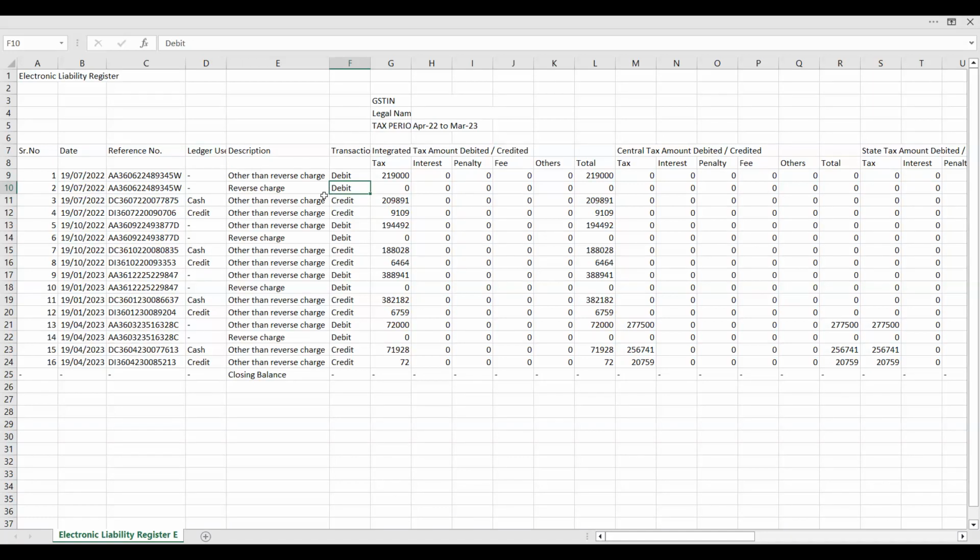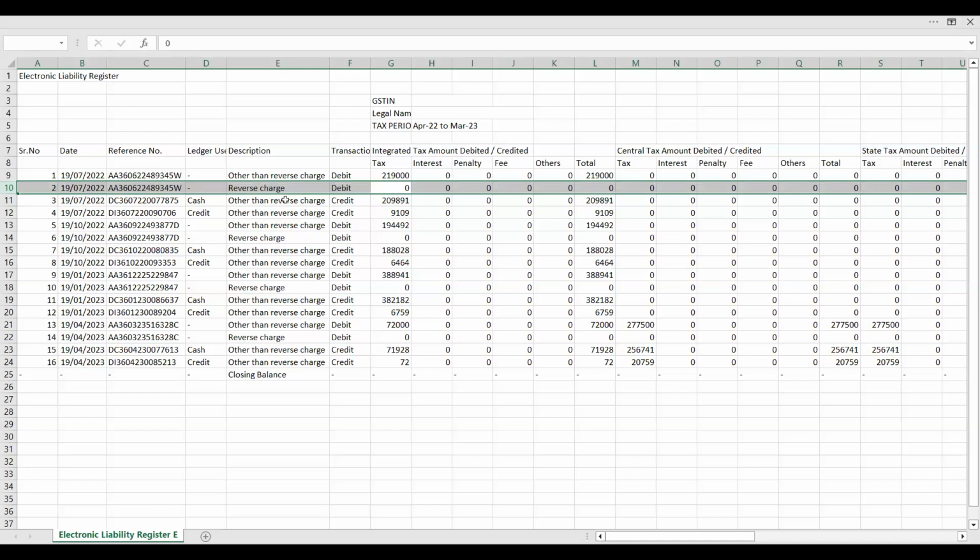Whenever there is a liability, they debit this account. That means they are supposed to receive this money from the taxpayer. If you see the first entry, dated 19th July, they have debited 2,19,000. That is IGST 2,19,000. There is no CGST or SGST. And for reverse charge, it is zero. The debit is there, but the amounts are zero.